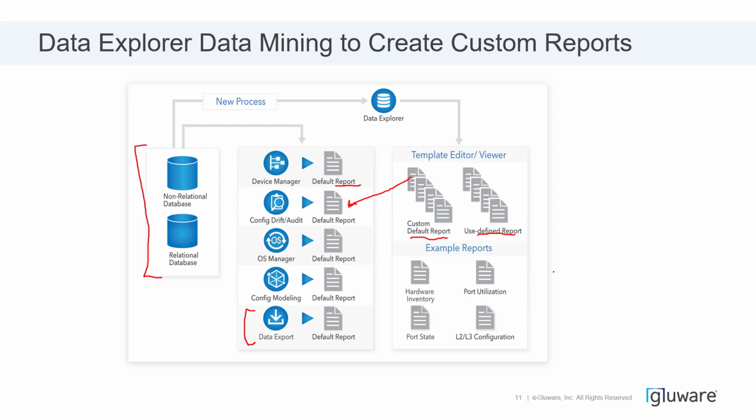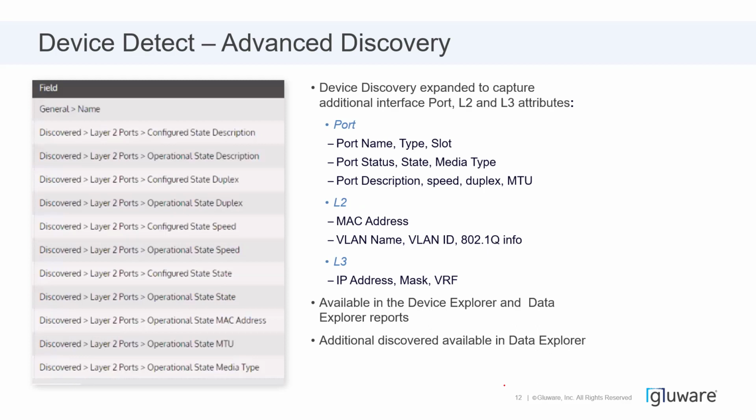And from the Gluware knowledge base, you can download over a dozen example reports, and we'll continue to grow that library. Example reports include hardware inventory and port utilization, port state, layer 2, layer 3 configuration, and much more. So I think you're going to find this very useful, and we'll dive into a little bit more of the features and the use cases in a minute here.